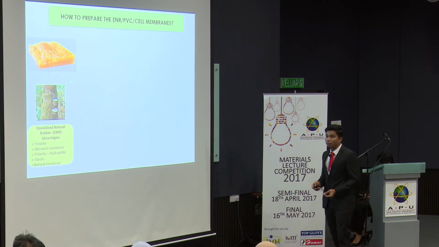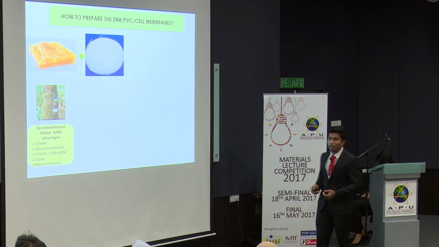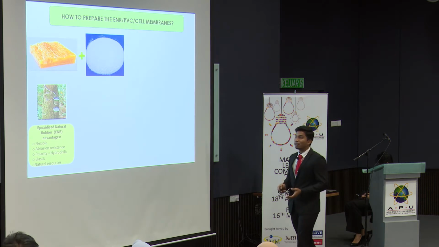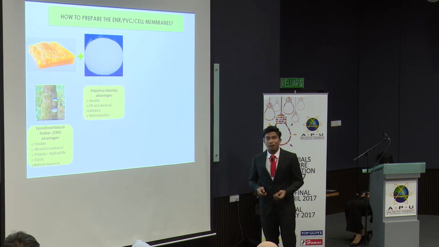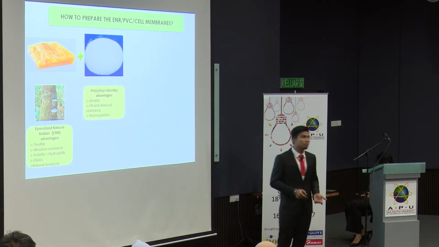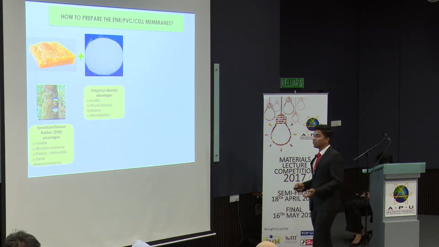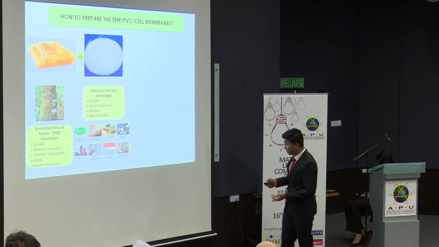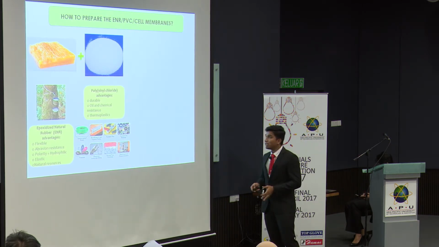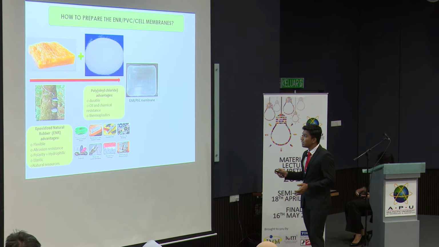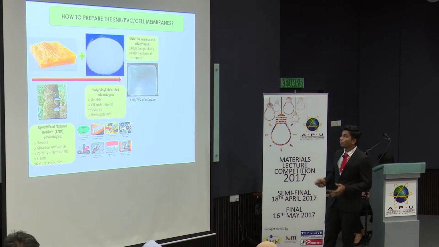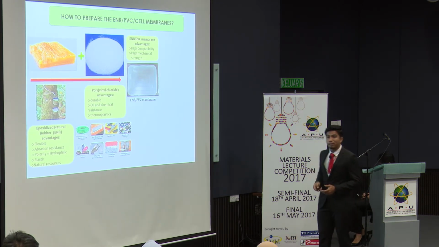The usage of ENR is coupled with the usage of PVC, in which PVC has the advantages of durability, oil and chemical resistance, and it is a thermoplastic element. Furthermore, PVC is widely used in the industrial area. The addition of ENR and PVC will produce an ENR PVC membrane which has the properties of high compatibility and high mechanical strength.